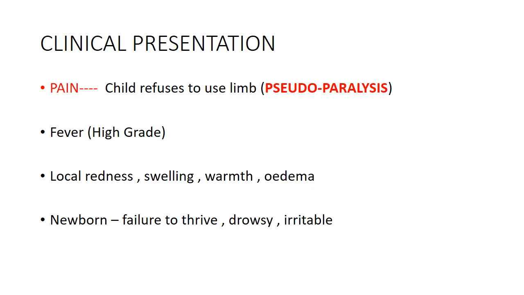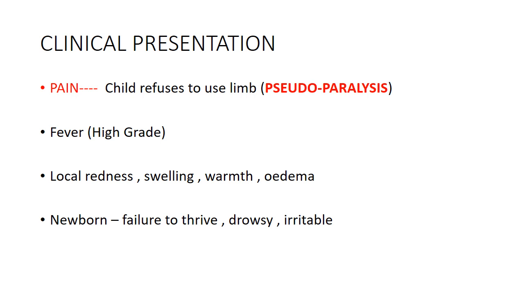As I have already told you, acute osteomyelitis is most common in young children. The child presents with inability to bear weight, inability to put weight on that limb, which is also called pseudoparalysis. Pain is the foremost and first presentation of acute osteomyelitis, along with fever, which is usually high grade.